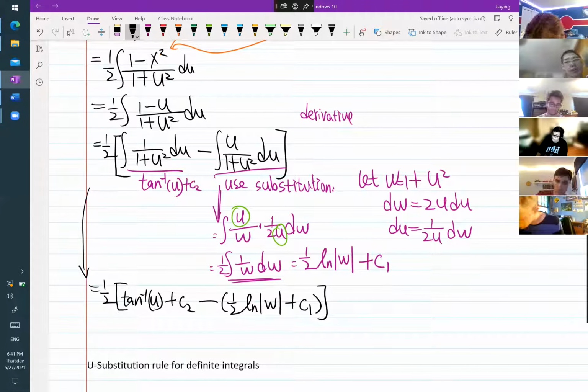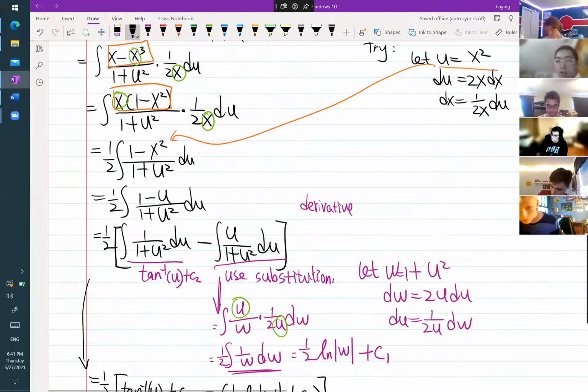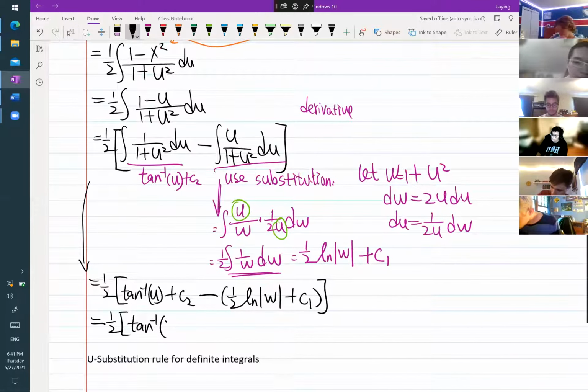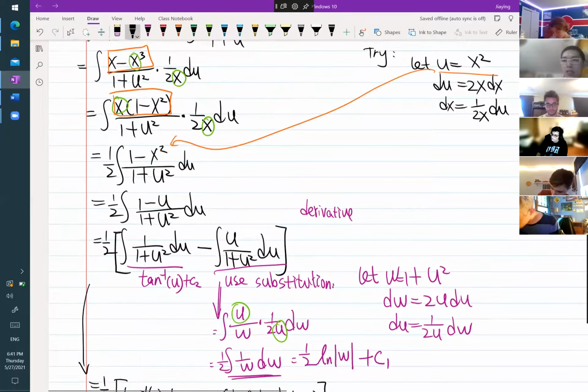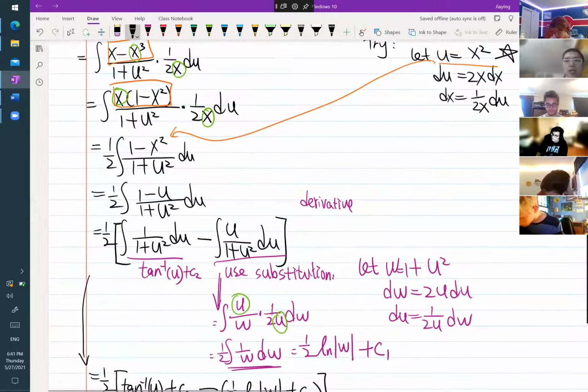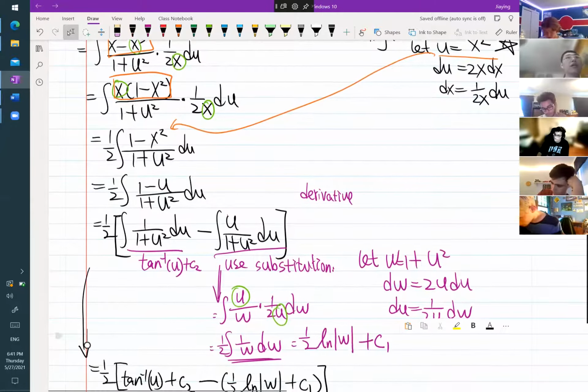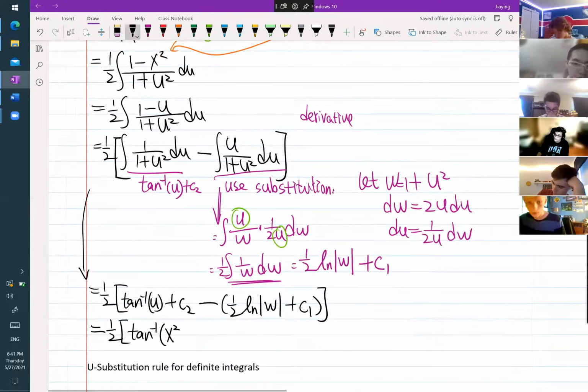This is the antiderivative, but it's not correct yet because we still have a u and a w, and we have to substitute for them. So the next step is simplifying and substituting for u and w. So I get 1/2 bracket inverse tan of u. What is u? u is x squared. I had u is x squared here, so we still have to put it back into the antiderivative at the end.